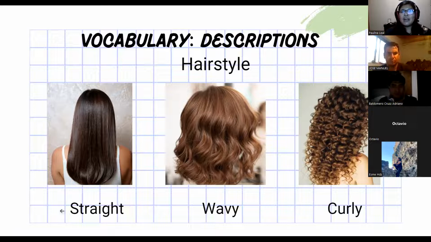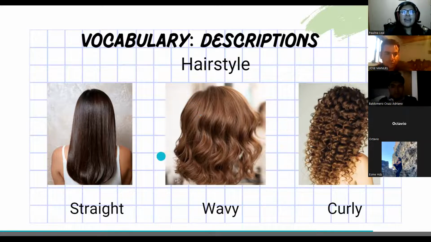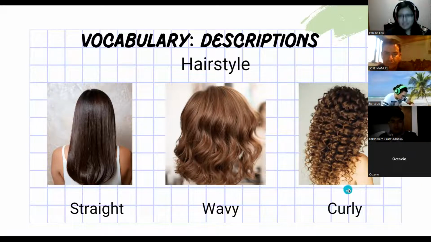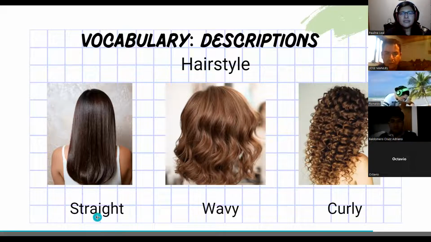Wonderful. Now, if the hair, instead of being like this, is more like this, like here, then I would say that this is wavy. Wavy. Exactly. So straight, wavy, and then when I have hair that is very, very tight, like a coil, then I would say this hair is curly. Curly. Excellent. Let's do it one more time. Straight.